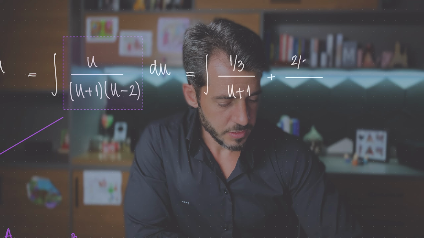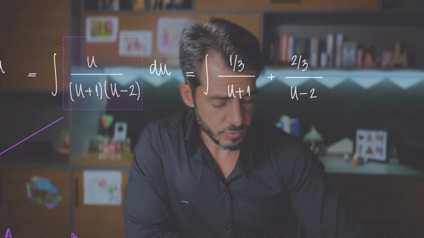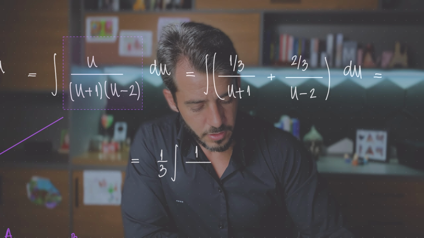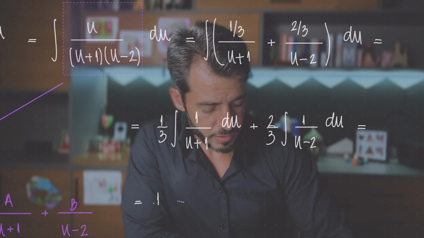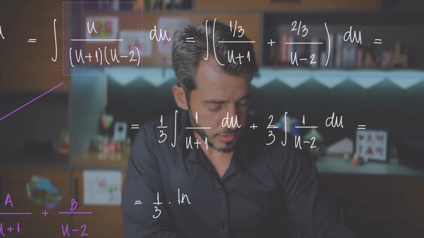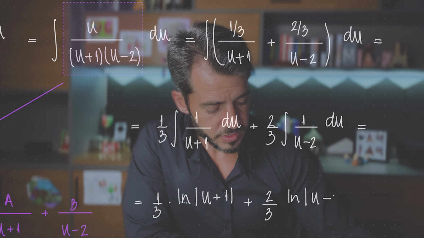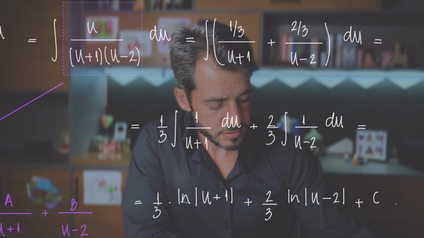So let's copy the constants a and b here, and we have u minus 2 over here. We can break this integral down into 2 and also move the constants outside. So we have 1 over 3 ln of the absolute value of u plus 1 plus 2 over 3 ln of the absolute value of u minus 2 plus some constant c.